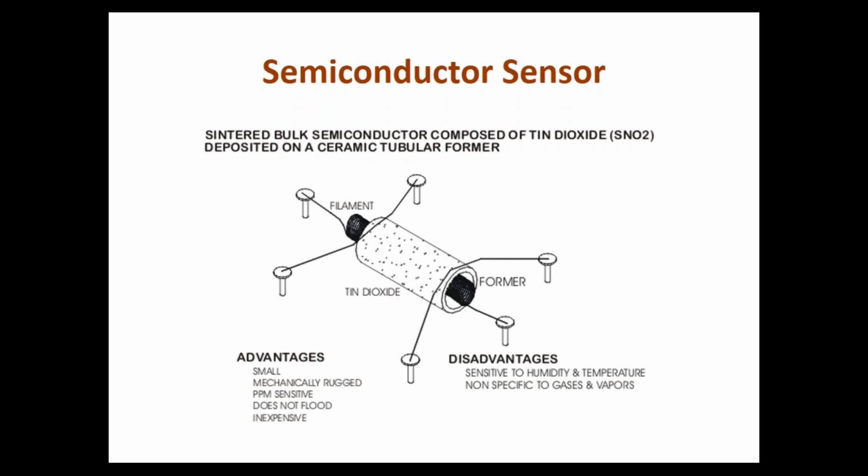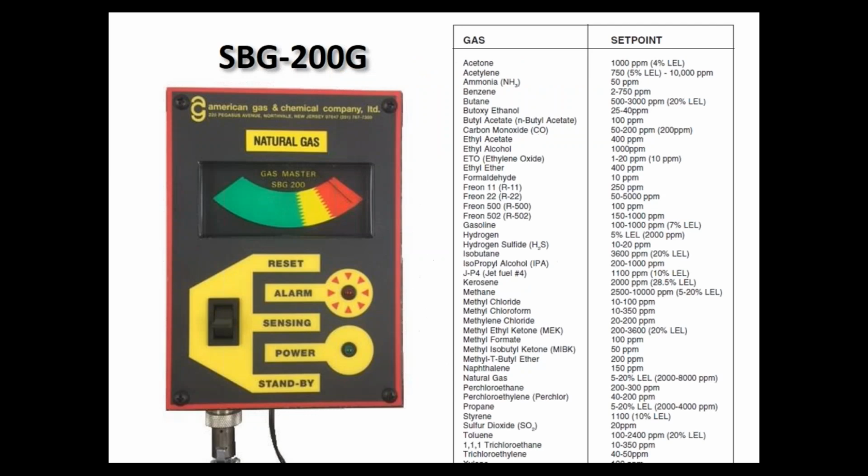So it has its niche market, but the disadvantage, again, is that as temperature changes and as humidity changes, it's not very accurate. I would say it's probably a 10 to 20% accurate unit. So if you're using it as a go, no go, yes, there is gas, no, there isn't, it's a perfect unit for the application. We sell that in what we call the SBG 200G, which is a wall-mounted unit.